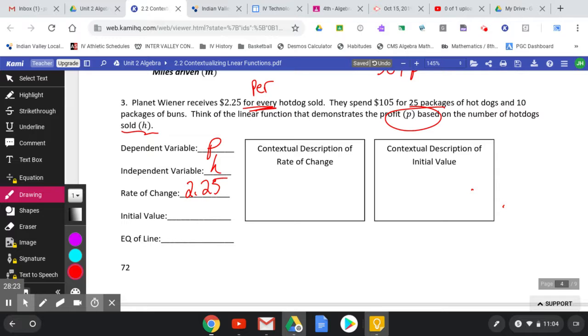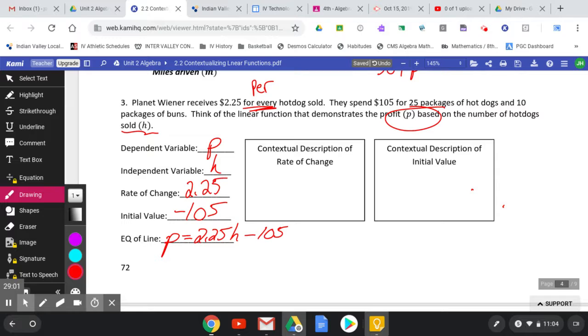Initial value then is what? 105. Maybe. What's happening here? It's based on profit, and they had to spend 105 to actually get the material. So what is that 105? It's a minus 105, right? Because we had to spend it so we could have hot dogs to sell, right? So now what's the equation of the line? P equals 2.25 H, not plus 105, minus 105. Because we got to spend $105 to have hot dogs to sell, right?